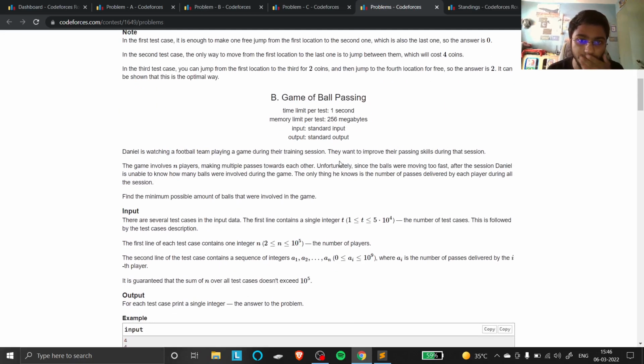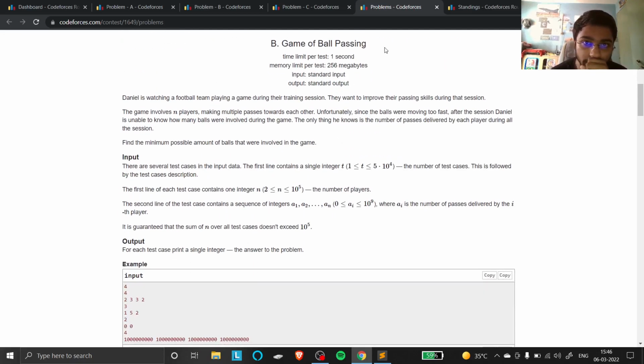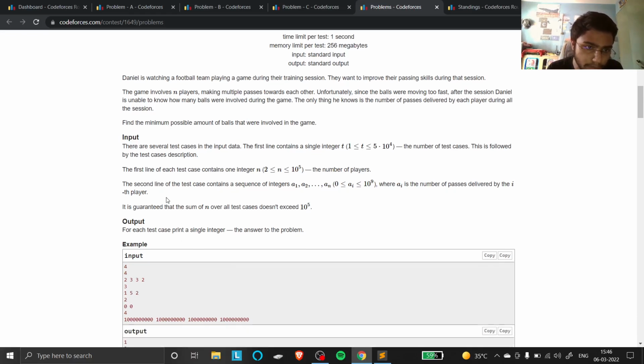What the question is saying: game of ball passing. Daniel is watching a football game. There are several test cases in the input. The first line contains the number of test cases. This is followed by the test case description. The first line of each test case contains one integer, the number of players. The second line of the test case contains a sequence of integers, where the ith integer is the number of passes delivered by the ith player.